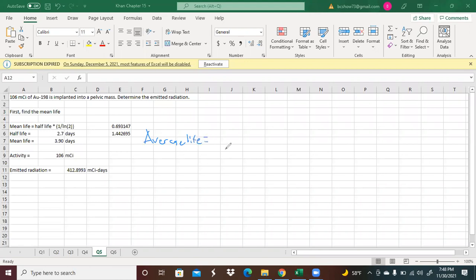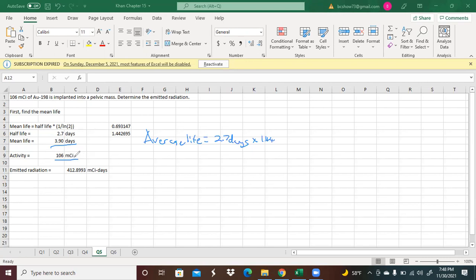Is going to be equal to the half-life, which is 2.7 days, multiplied by 1.44, with a few more digits there if you want to, and then that turns out to be 3.9 days. Now, is that our answer? Of course not. What you're trying to figure out is this is going to be the average amount of time that these sources are going to be active.